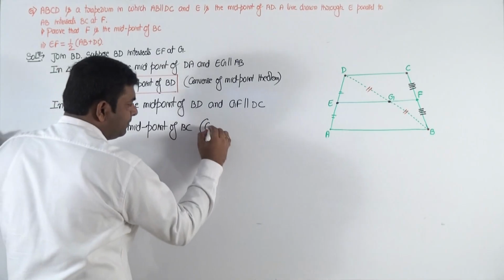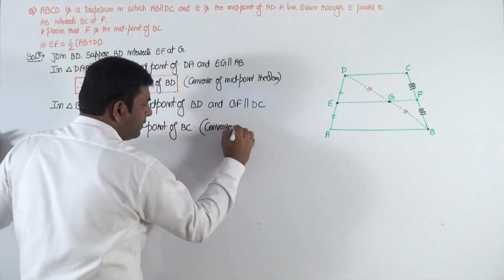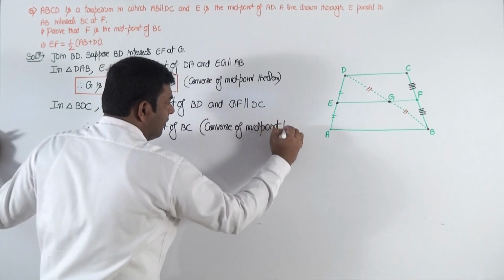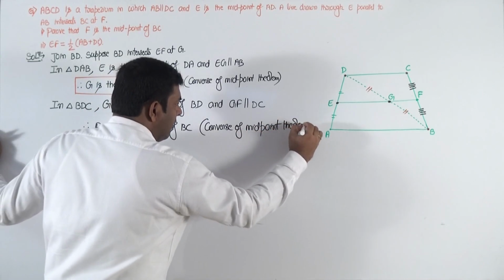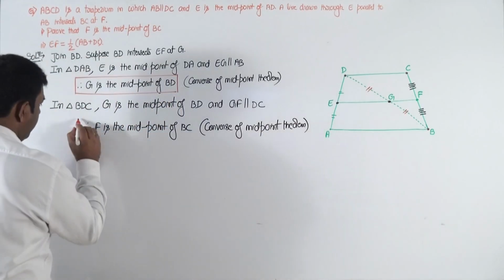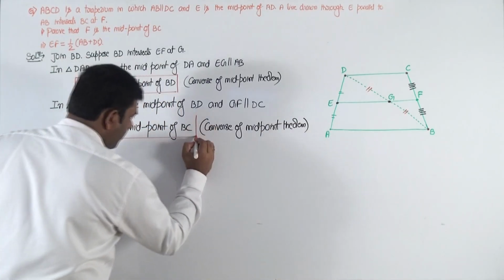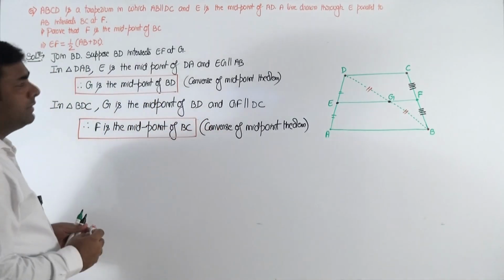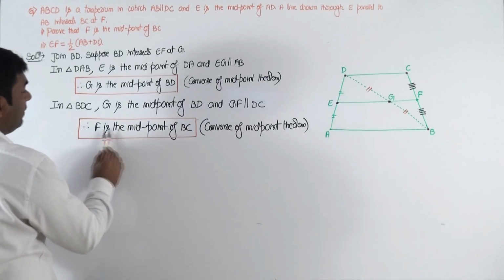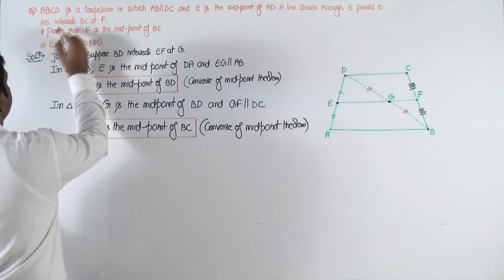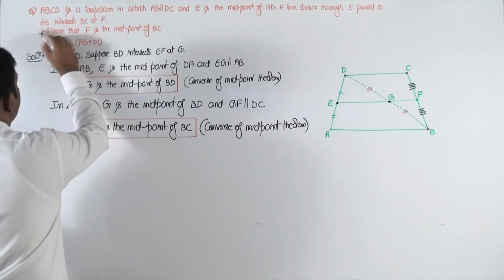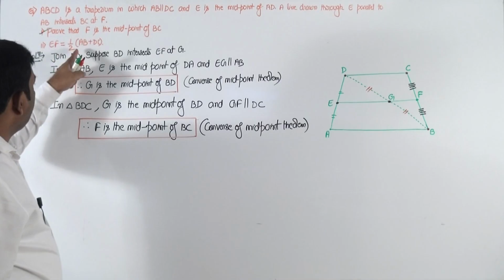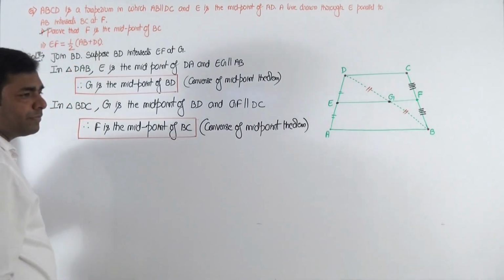This is by converse of midpoint theorem. ये है. Isn't it? First bit हो गया है. So F is the midpoint of BC. हमने प्रूव कर दिया है. Next, अब EF is equal to half of AB plus DC प्रूव करना है.